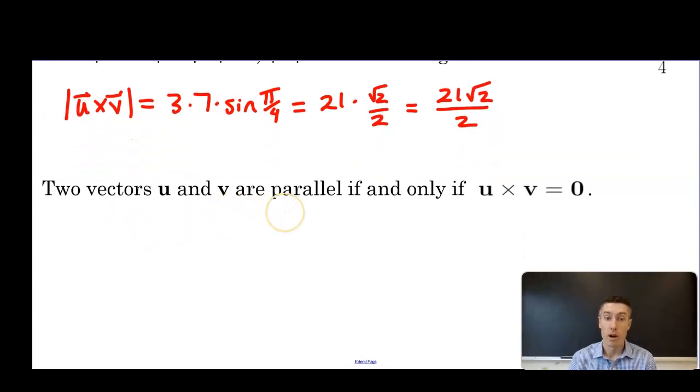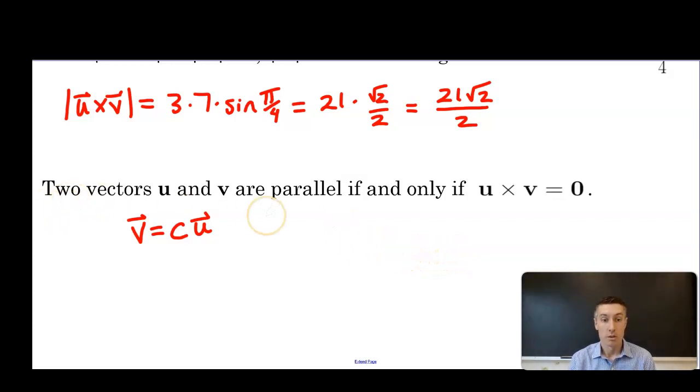Two vectors, u and v, are parallel if and only if u cross v is equal to the 0 vector. So this one's not too bad to show. I would encourage you to play around with this. Remember, if two vectors are parallel, that means they're scalar multiples. So let's say v is equal to some scalar multiple of u, and put that into a cross product and evaluate and see what you get. You should get the 0 vector. And then you can try to work backwards as well and see if you can confirm it.